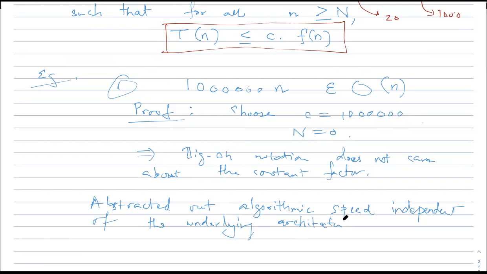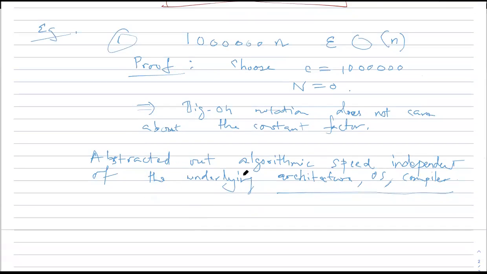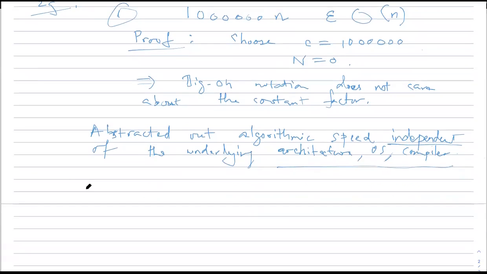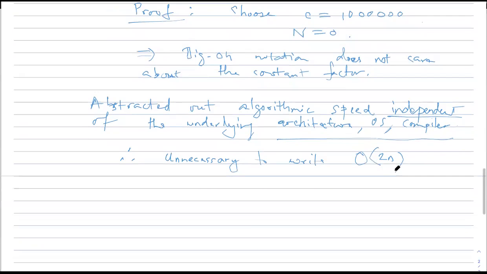So with architecture, there are many things that come into play, right? Architecture, OS, and compiler. All of these come together to give you a certain measurement of speed. But our analysis is independent of all of these architectural considerations. Therefore, it is unnecessary to write big O of 2n, because we are not interested in this constant factor effectively.